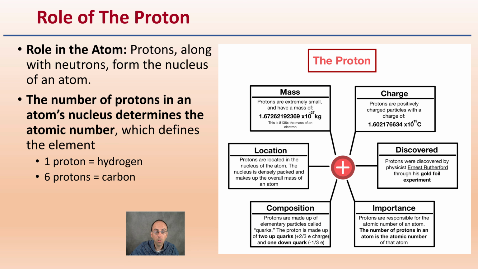So the role of the proton: protons along with neutrons form the nucleus of an atom. The number of protons in an atom's nucleus determines the atomic number. Very important here because that defines the element. So for example, 1 proton is hydrogen, 6 protons is carbon. If it had 2, it'd be helium, and so on and so forth. This was discovered by Ernest Rutherford with the gold foil experiment. So a very important subatomic particle that makes up the atom.